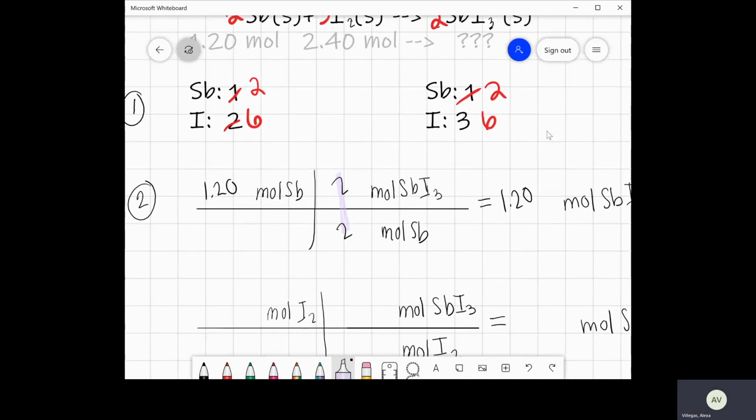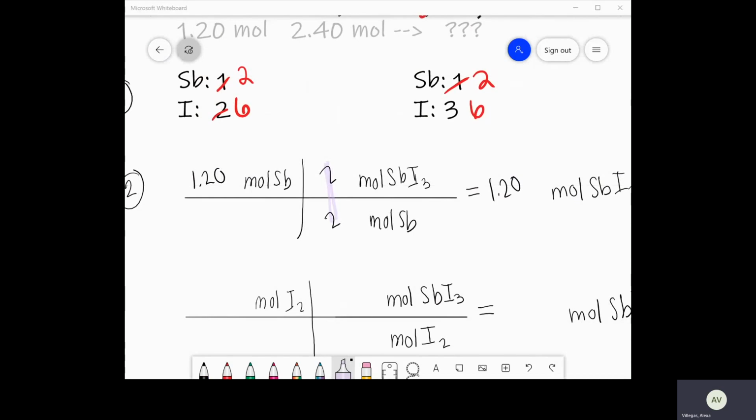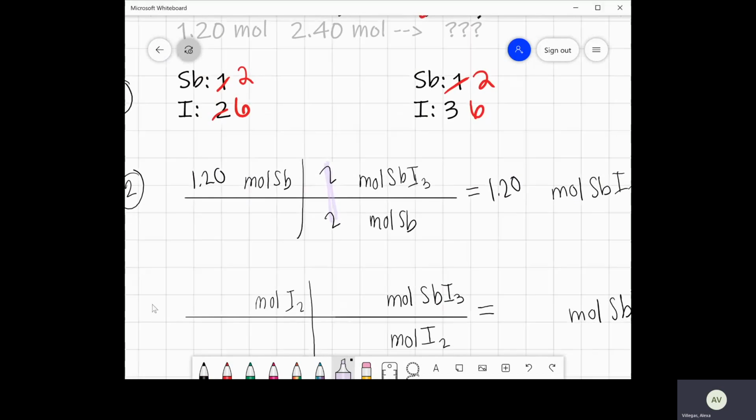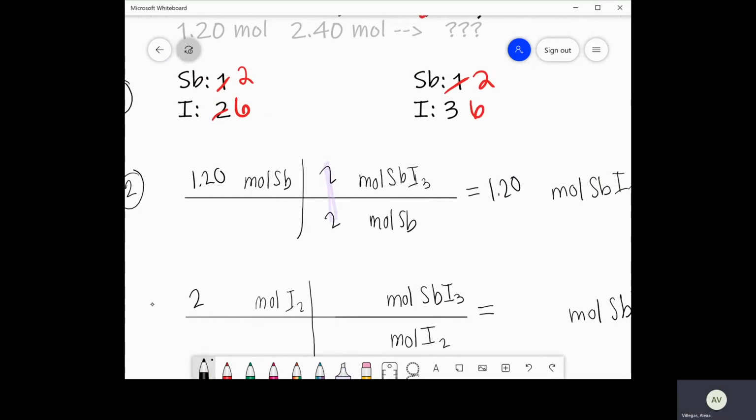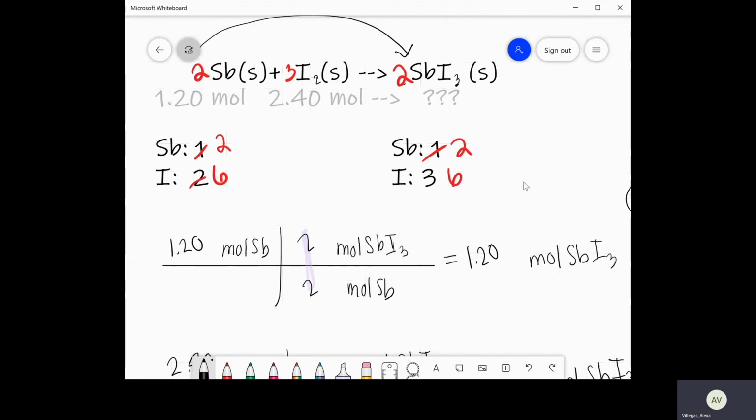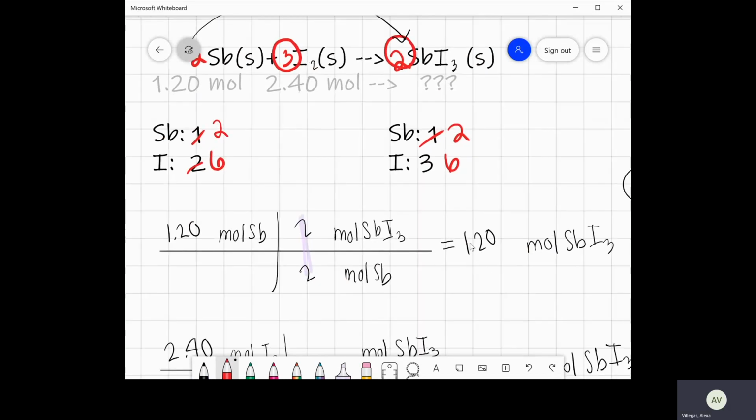Next, you do the other one. So I know that I have 2.4 moles of iodide. And from this equation up here, I know that for every 3 moles of iodide, I can make 2 moles of my product. So go down here, come on.